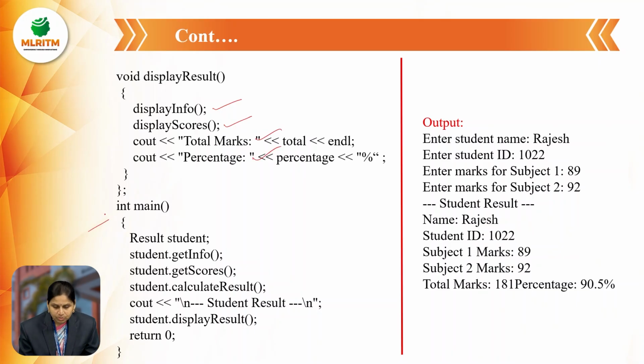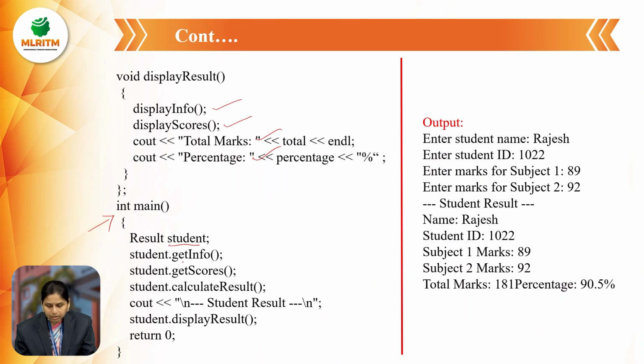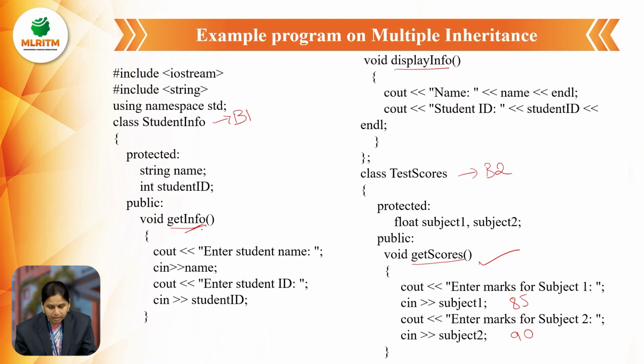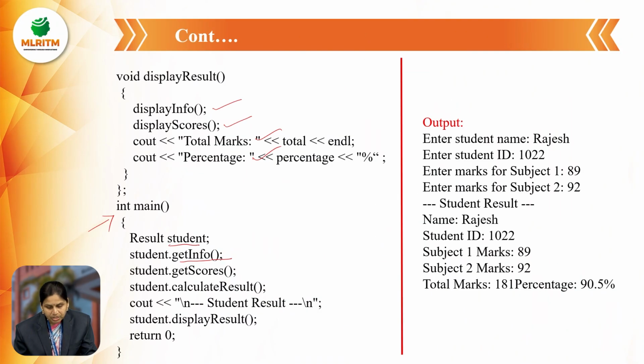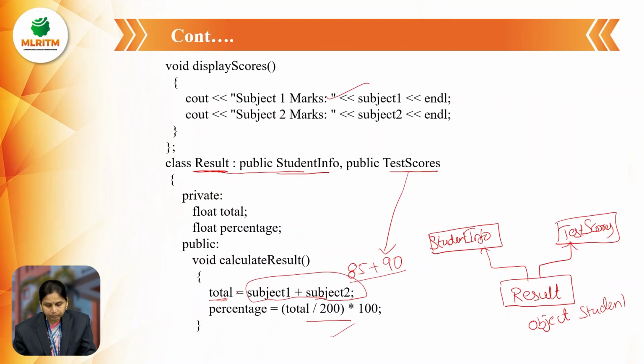So when we come to the main function, here the object is created for the result class. So what is the object? Here the object name is student. So student dot get information. It directly goes to student information. Here get information is there in the student information base class. So when we call this get information method by using the object, the control directly goes to this method and here we can read the 2 values, name and student ID.